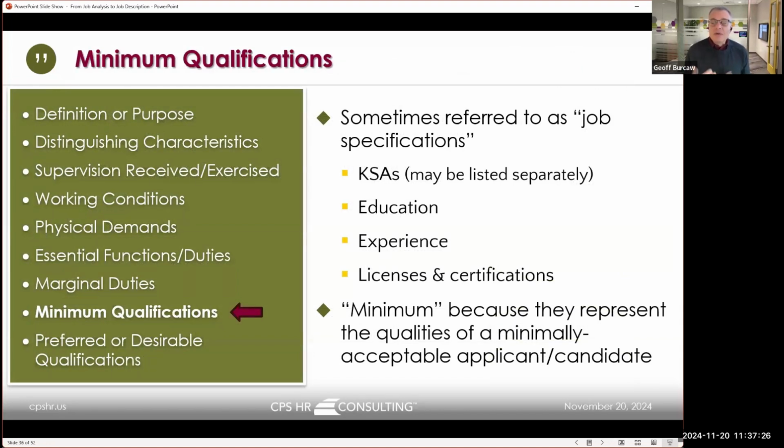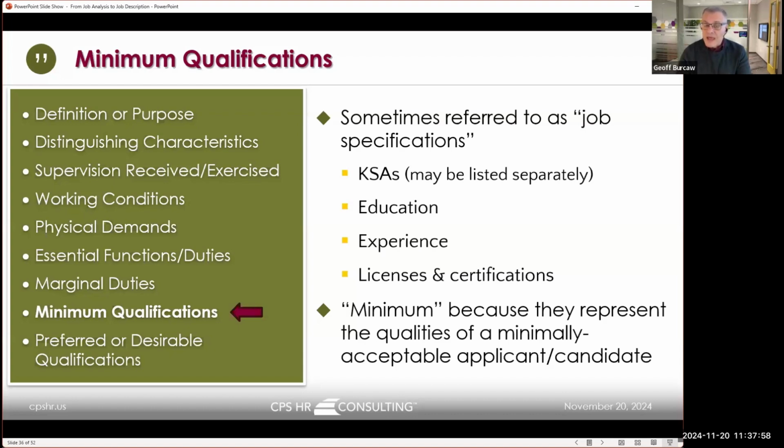So I want to talk about minimum qualifications now. Traditionally, a long time ago, job descriptions were just a description of the job and the work that's performed on the job and the work outputs. And then there would be a separate document that would list all of the knowledge, skills, abilities, education, and experience people have to have. And that was called job specifications.